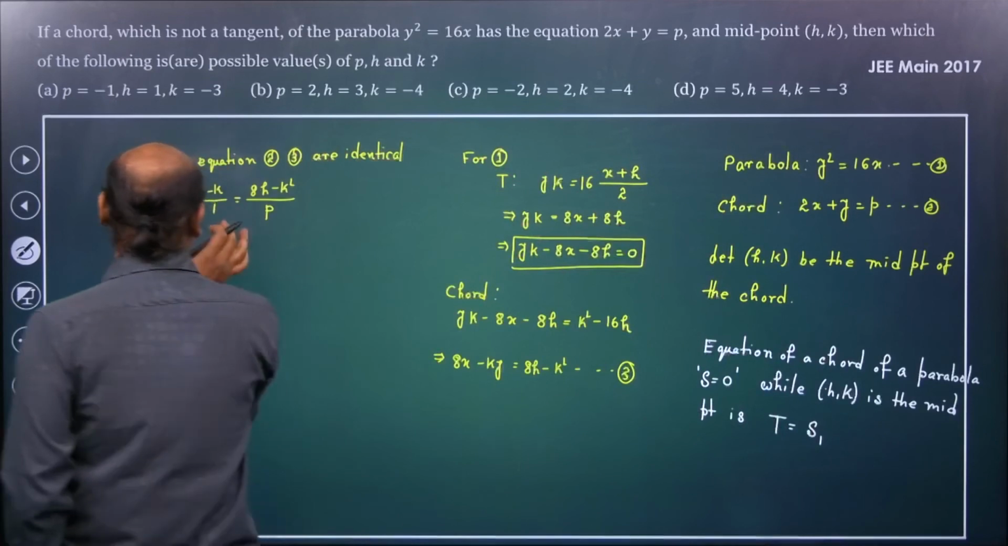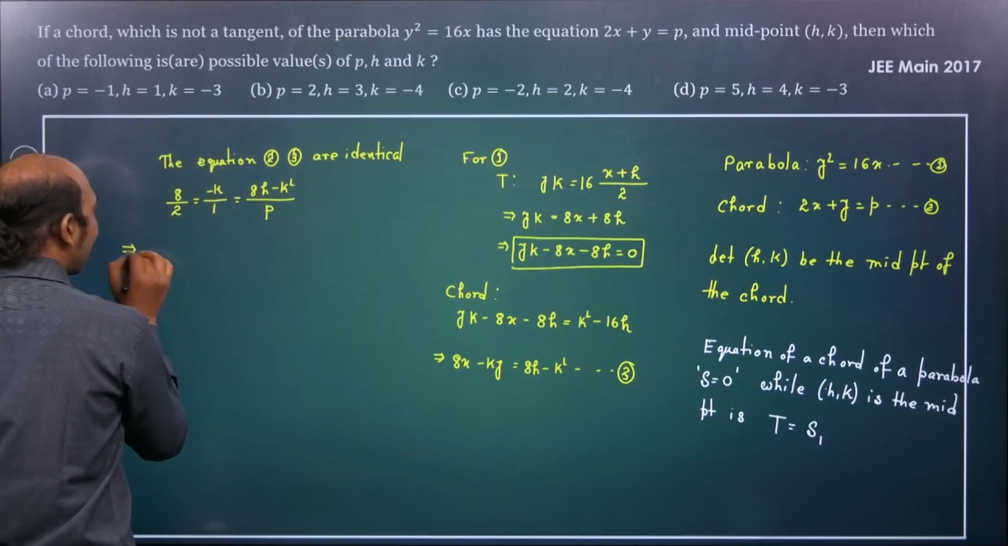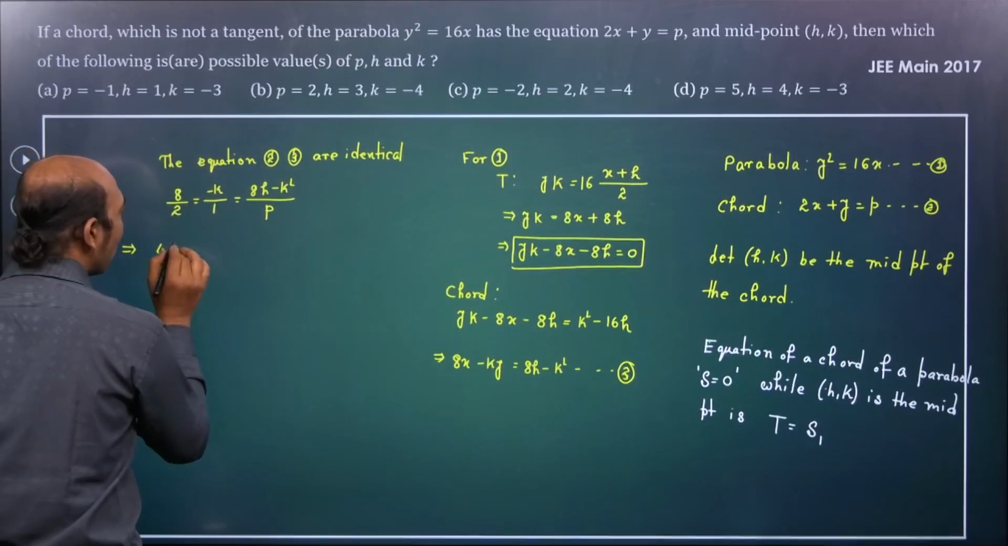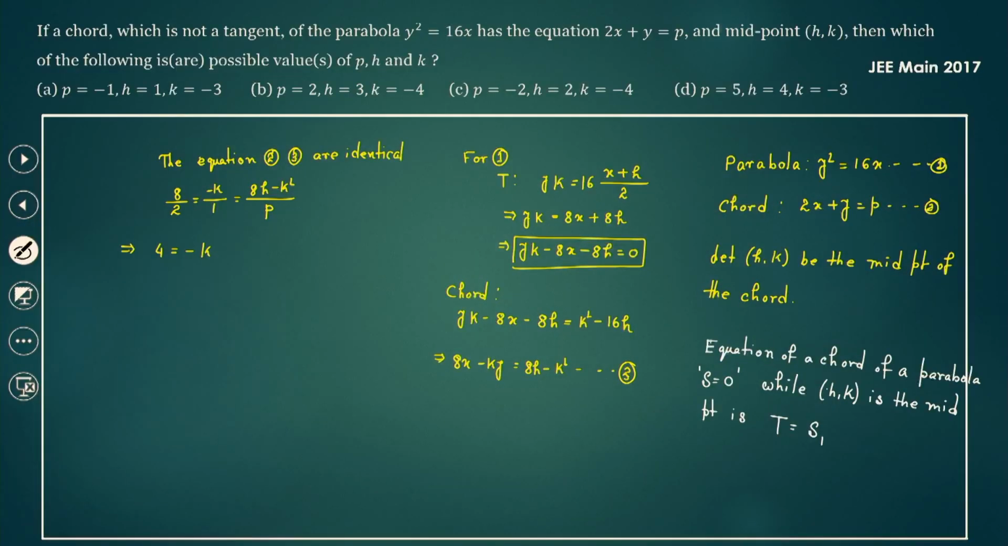Let's see that. If I consider the first two, it implies, in line 4, we can write it as minus k is equal to 8h minus k squared divided by p. So therefore it is obvious that k is equal to minus 4. That is already obtained. Now, as k is equal to minus 4, we can say that 4 is equal to 8h minus k square divided by p.